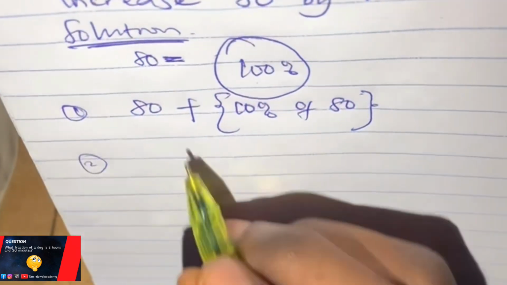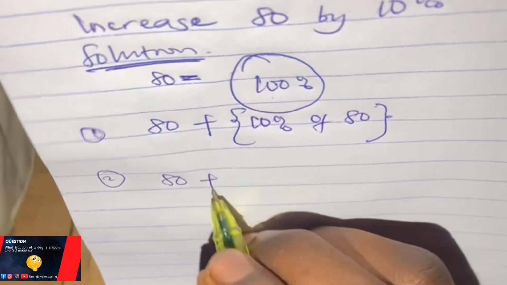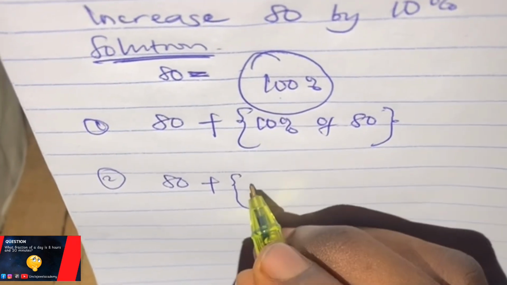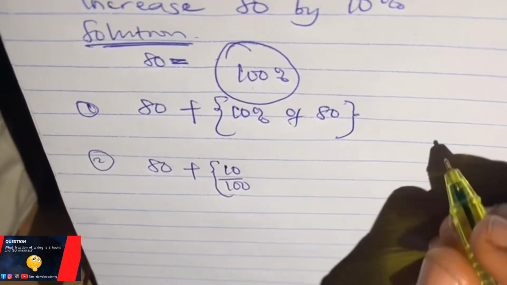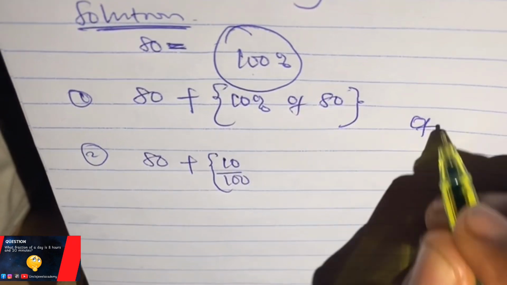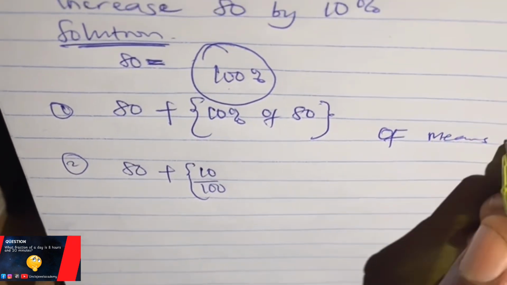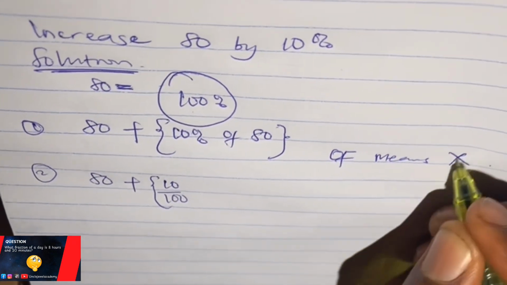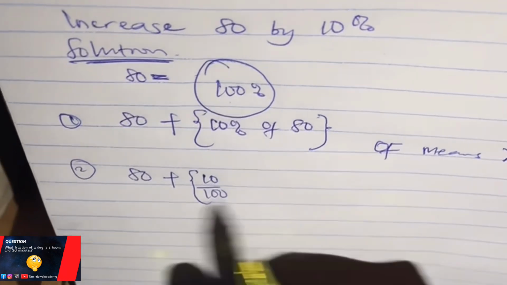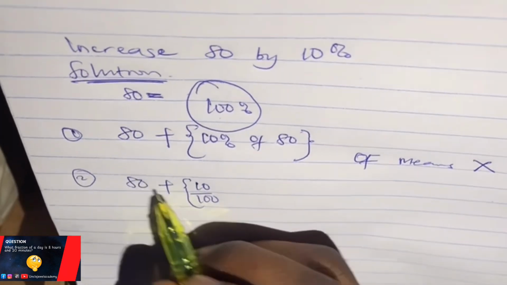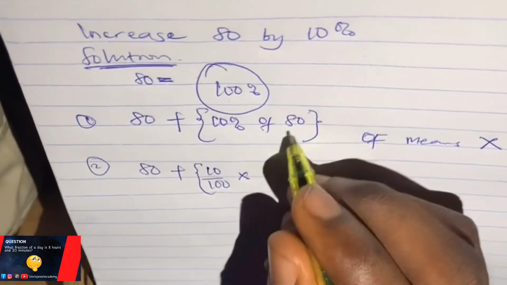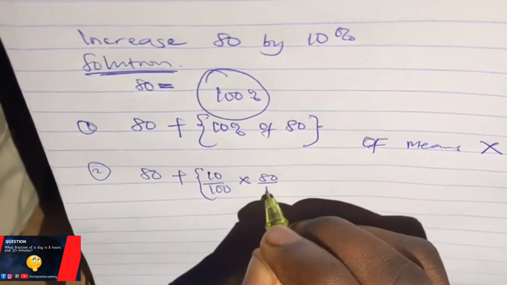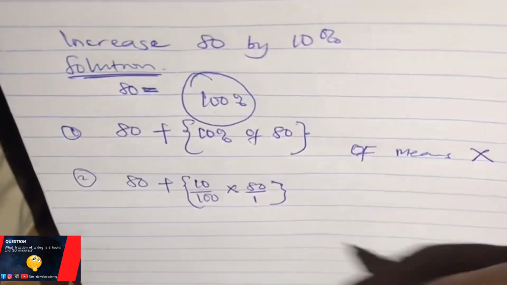So second step now, we are going to what? This is going to be 80 plus 10% is what? 10 over 100. So if you have been following my videos in the previous episodes, you would agree with me that I said of means what? Times. Yes, so of means times. This is 80 plus 10% is 10 over 100, of means times 80. We can as well say this is 80 all over 1, right?